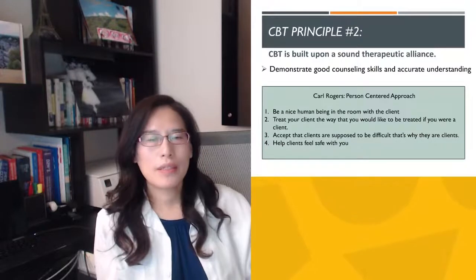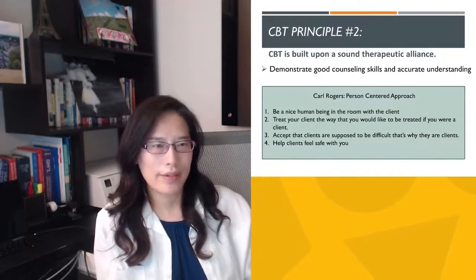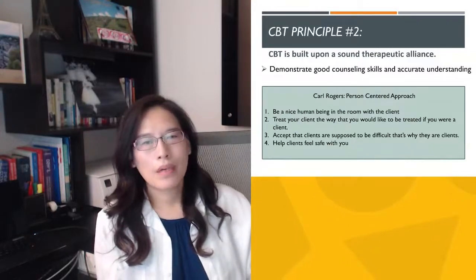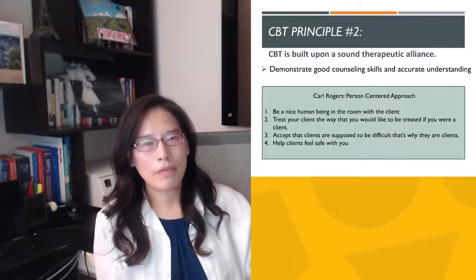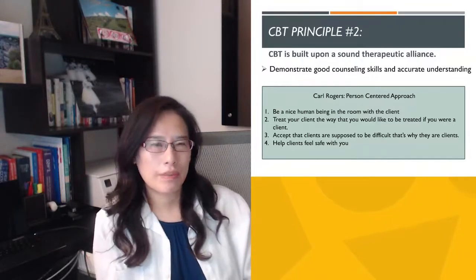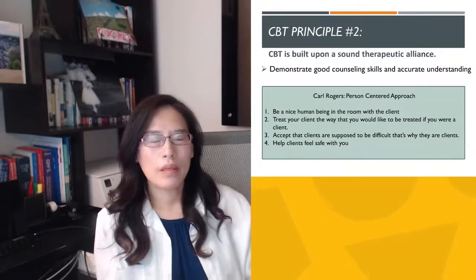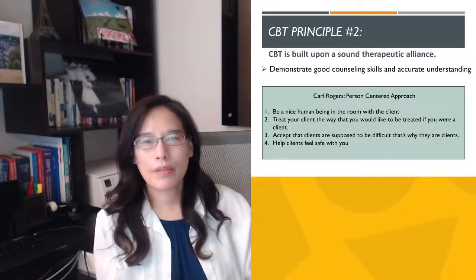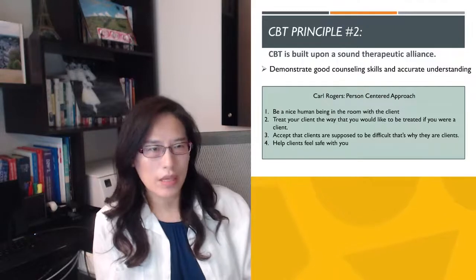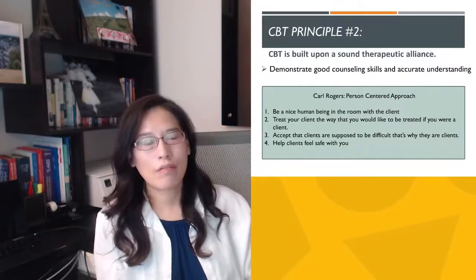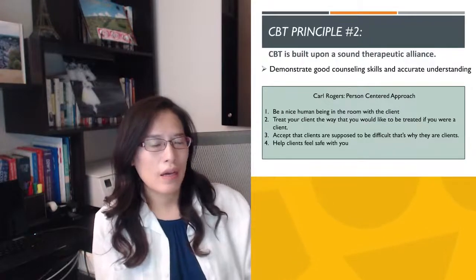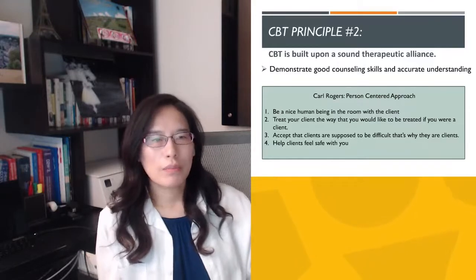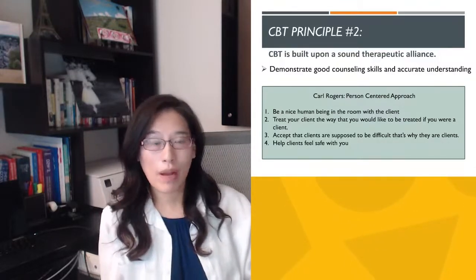Secondly, CBT is built upon a sound therapeutic alliance. And of course, this is not true just of CBT, but because CBT really requires very active participation of clients, therapeutic alliance is particularly important in CBT. So it's important that you're able to demonstrate good counseling skills and develop an accurate understanding of what's going on in your client's life. So the rule of thumb is to start with the person-centered approach developed by Carl Rogers.